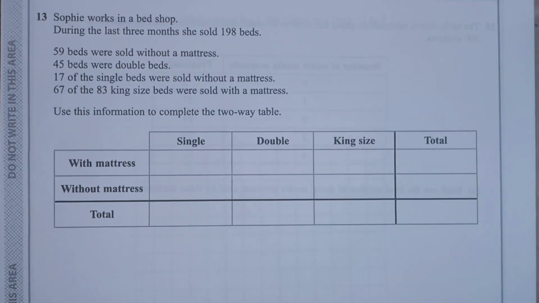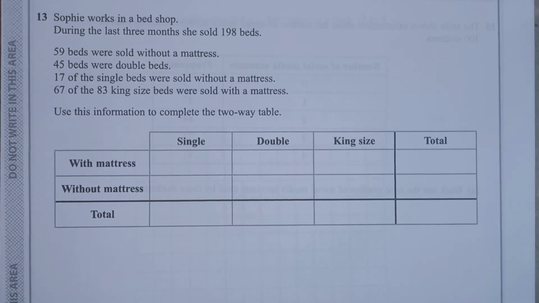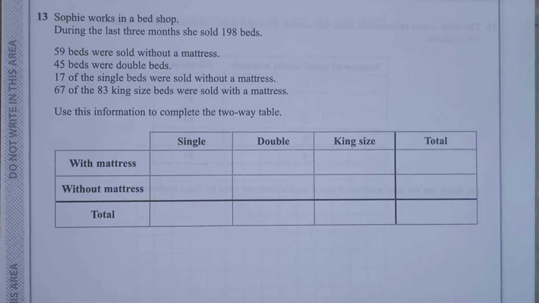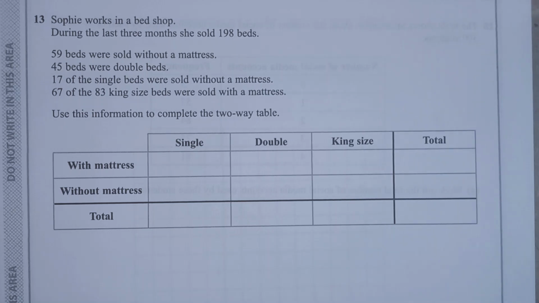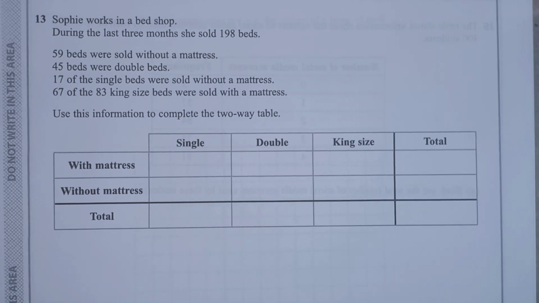Question 13. Sophie works in a bed shop. During the last 3 months, she sold 198 beds. 59 beds were sold without a mattress. 45 beds were double beds. 17 of the single beds were sold without a mattress. 67 of the 83 king-size beds were sold with a mattress. Use this information to complete the two-way table. Right, loads of information there. This is a 3-mark question.